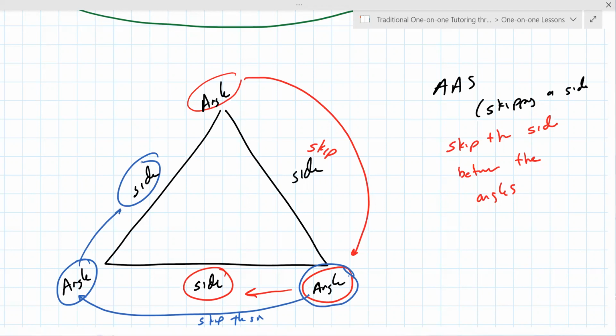So angle, side, angle, angle, side. Here, I just need a moment to look at it real quick. Yeah, it's really color dependent here. You're looking at the colors, not the. So let's start there.